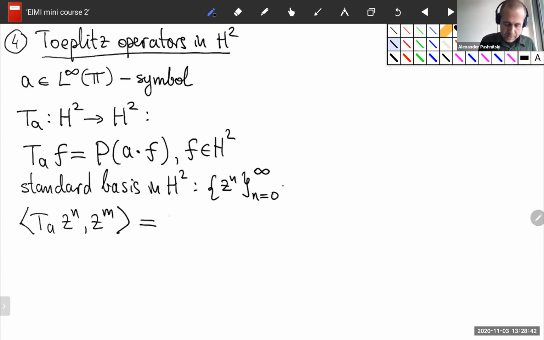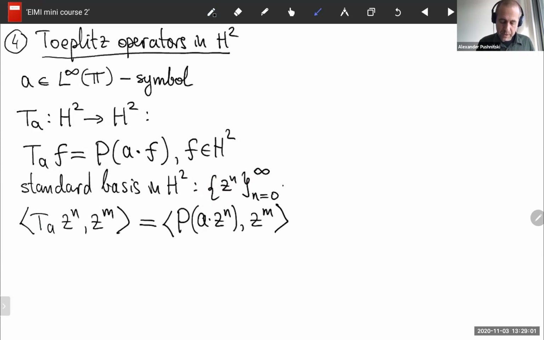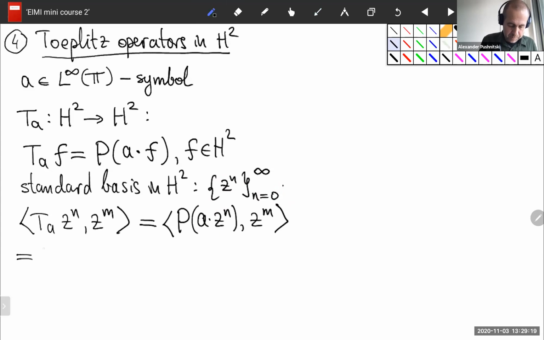So what we get is, first I will write this calculation in great detail, because maybe for some of you this is new, and then I will be faster in what follows. So we write it like this. Here I'm simply writing the definition of my Toeplitz operator. Now I notice that on the second position, the function is analytic. So if I move this P to the right-hand side, I don't need it, right? Because P Z^M is Z^M. So I can remove this P because of this. So I have Z^N, Z^M.